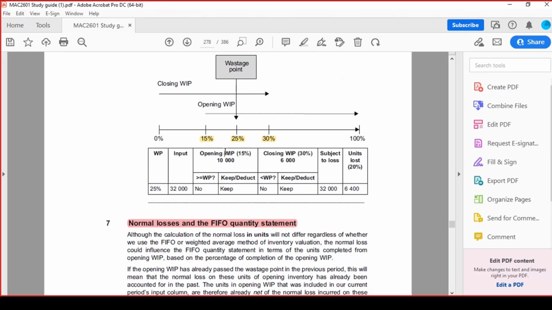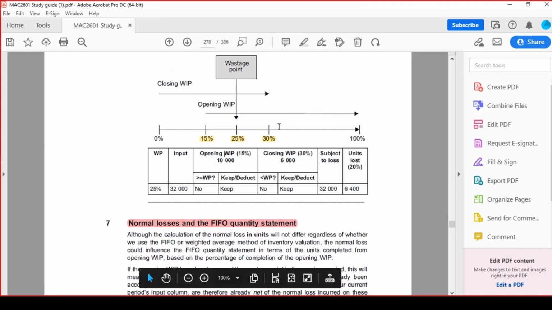Then you start the rules that I'm talking about. You need to know these rules to say, opening WIP, is it greater than or equal to my wastage point? No, it's not. Therefore, you have to keep it within this input. If you think about it in terms of the opening WIP, you keep it because it will have to pass the quality assessment point, which is the wastage point. That means it will be subject to loss. If it's greater, the reason they say you must deduct it is because it would have experienced loss in the previous cycle and not the current.